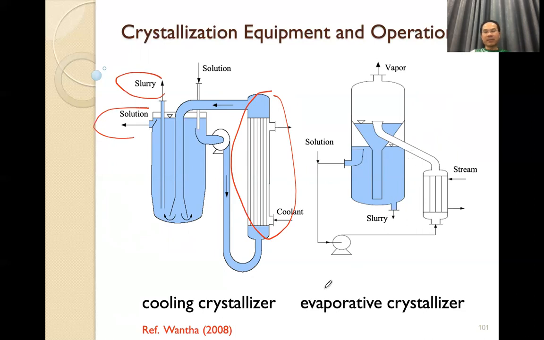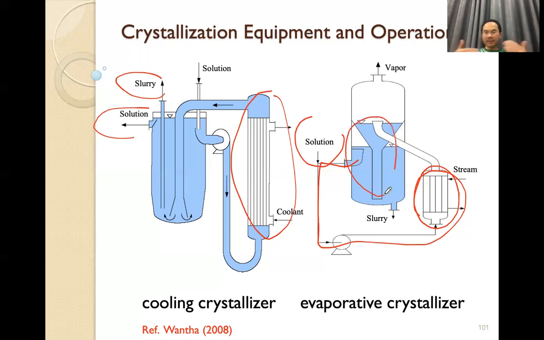This is the evaporative crystallizer. We feed the solution, mix it with the recycled solution, and then pump it to the heat exchanger. For this heat exchanger, we use steam because steam is at a higher temperature. That means we evaporate the solvent. The solvent evaporates out. The crystallizer then has the supersaturation, which can generate or induce the crystal.